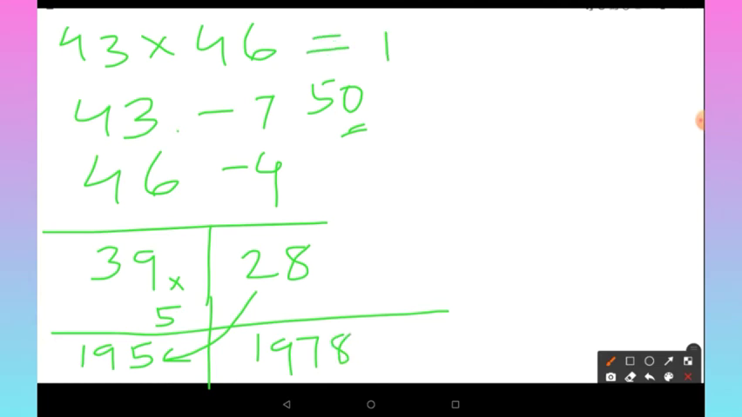43 into 46, our answer is 1978. So that is what you have to do. When you multiply this part, you have to multiply with 5, because our 50 is 10 into 5. Then the remaining rules are the same, carry forwarding and all those things. The only thing is that this part you have to multiply with 5. So let's do some more examples.